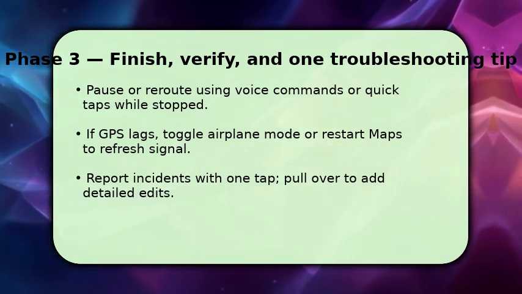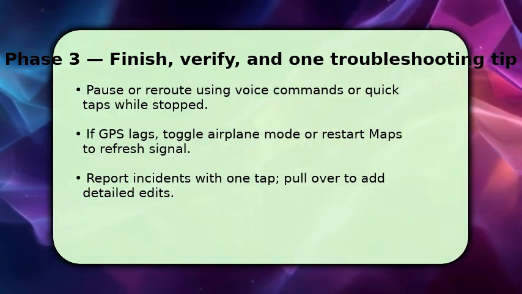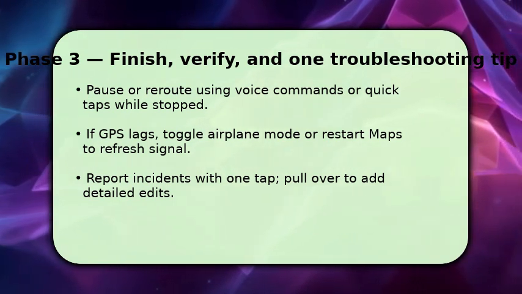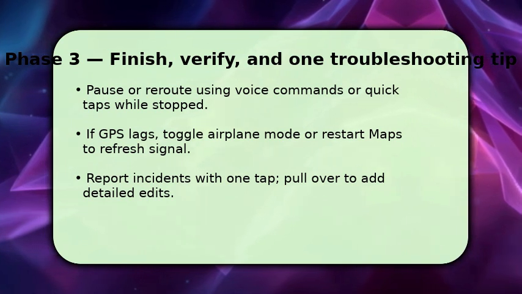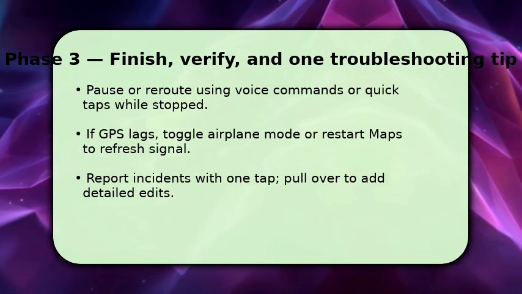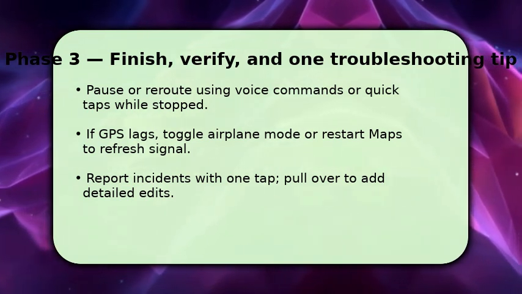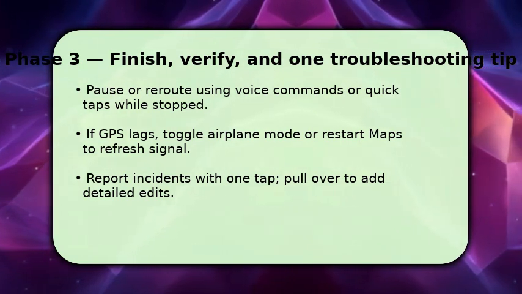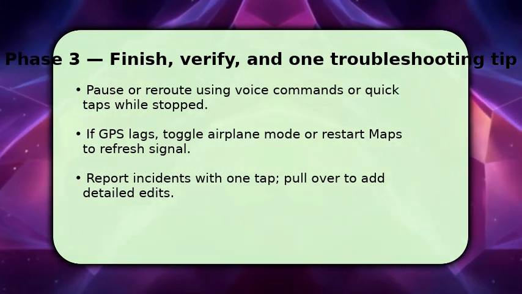If the GPS lags or the map freezes, safely pull over, toggle airplane mode for 5 seconds, then resume. This forces a fresh GPS fix. For traffic, incidents, or missing roads, report them with the in-app buttons, then continue. If something still fails, restart the phone. That resolves most persistent sensor or connectivity problems quickly.